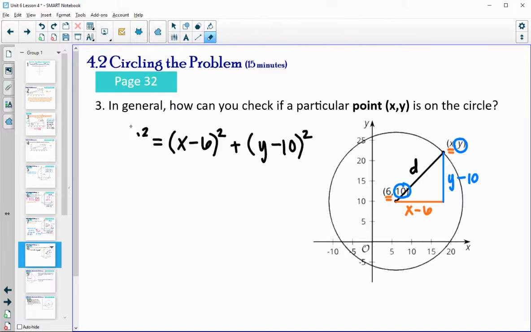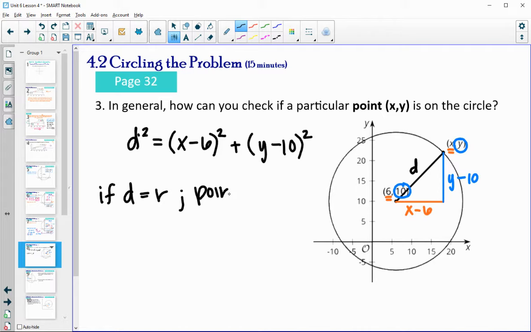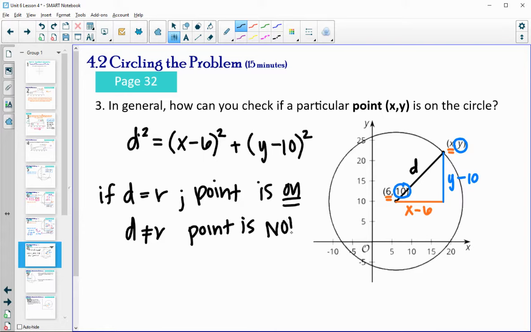And so maybe I'll just leave this as d. And I'll say then if d equals r, the point is on the circle. If d does not equal r, then the point is not on the circle.